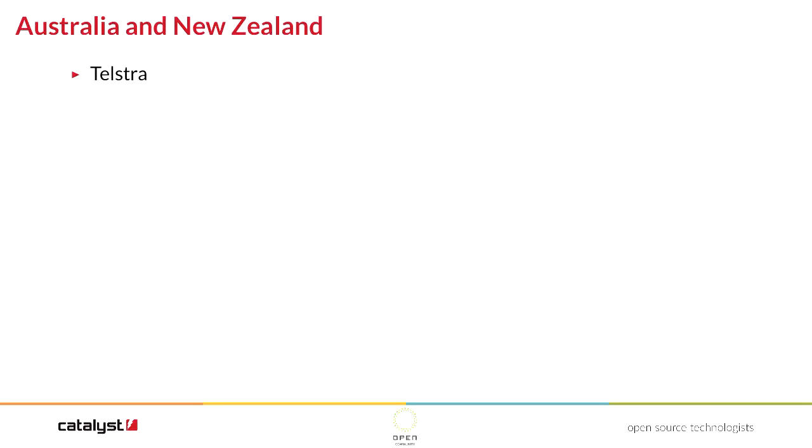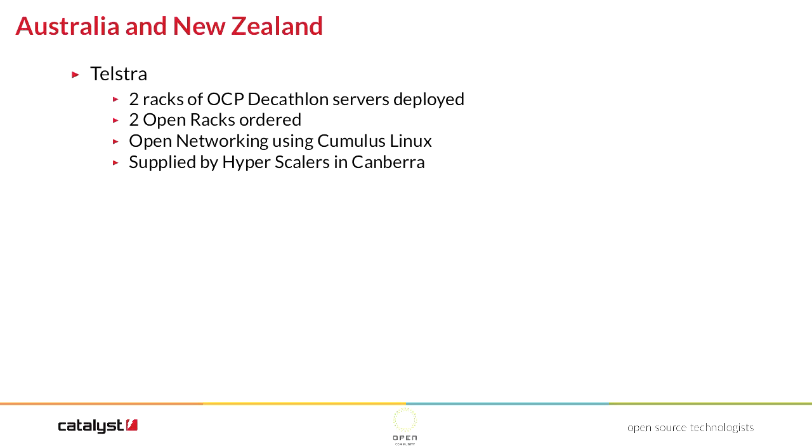What's happening in Australia and New Zealand? Telstra, here in Australia, have done an OCP deployment. They've got two racks of OCP Decathlon servers, which are traditional 19-inch boxes. So they just took their standard racks and put some OCP servers into them. They've ordered two racks of open rack servers, so those are the 21-inch racks, sorry. They've also done a lot of deployments of open networking, running Cumulus Linux. That's all been supplied by a company called Hyperscalers in Australia. They actually have a lab in Canberra. So if you want to go and see this hardware in action in Australia, get in touch with Hyperscalers. I can help put you in touch with them.